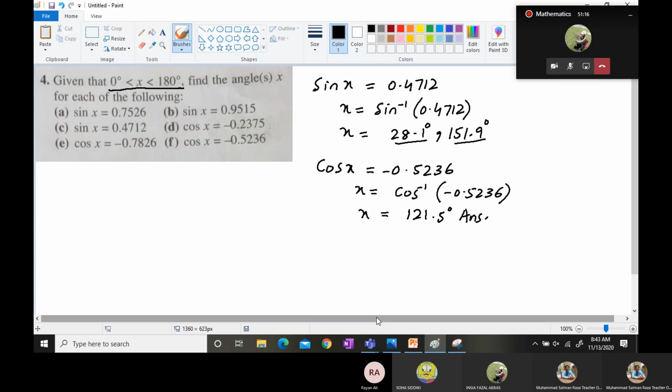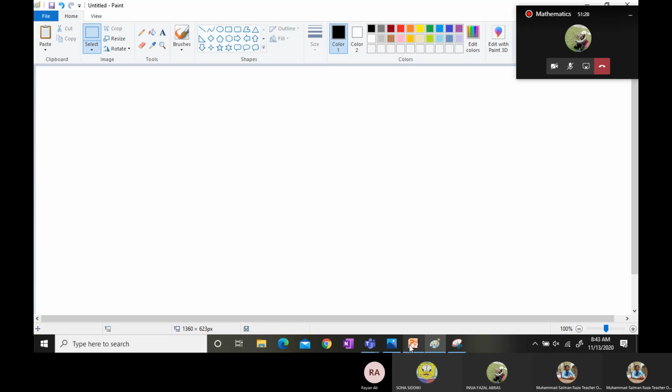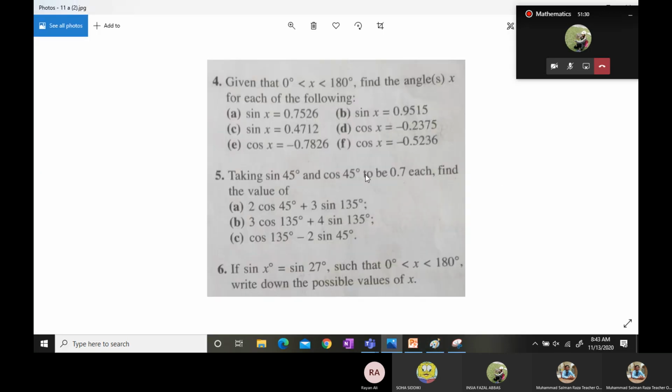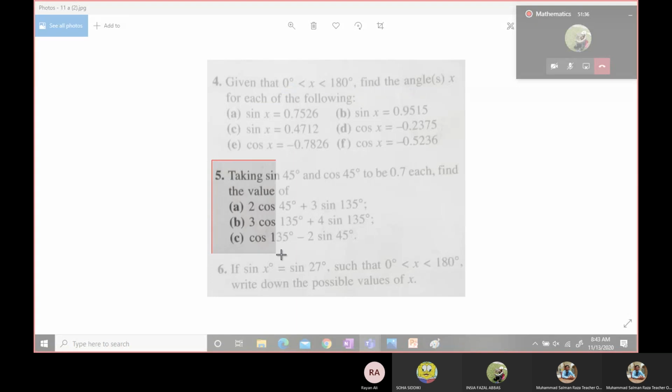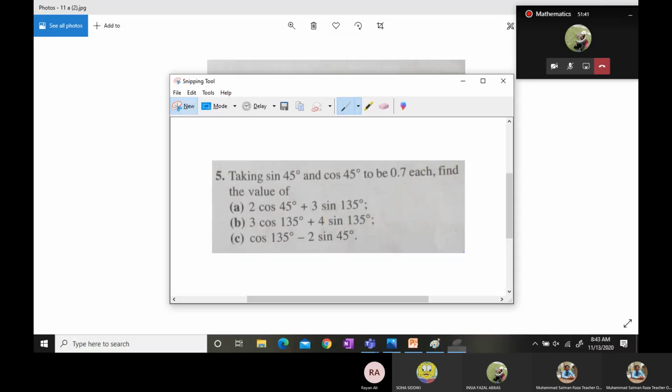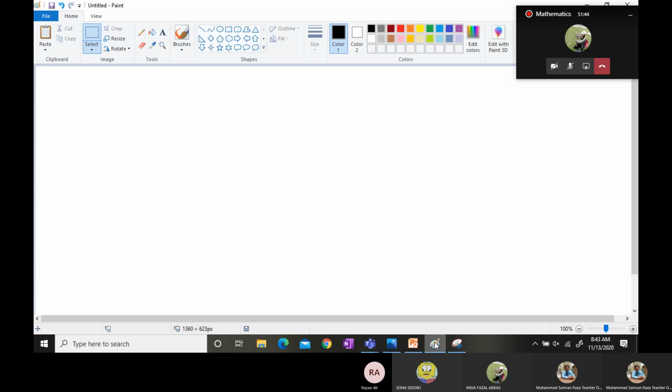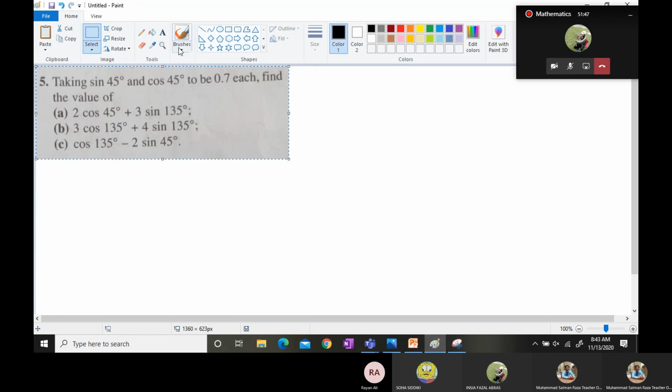Okay? Now, the next question is now here. These type of questions, which I'm going to copy and paste in front of you guys, are known as little brain teasers. Look at them. They say, taking sine 45 and cos 45 to be 0.7 each, find the value of this.